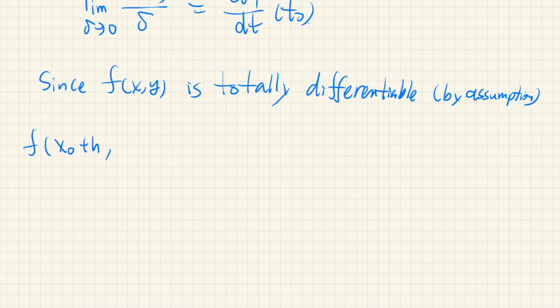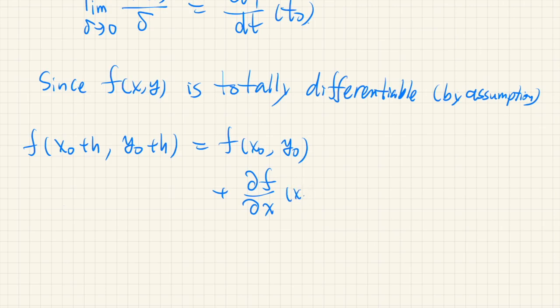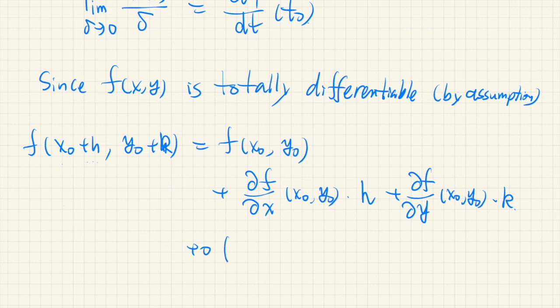f of x0 plus h, y0 plus k, is equal to f of x0, y0, plus the partial derivative of f with respect to x at x0, y0 times x0 plus h minus x0, which is h, plus the partial derivative of f with respect to y at x0, y0, and wait a minute, it's not h, it's k, times k, plus little o of the square root of h squared plus k squared. Okay, let's correct this one.